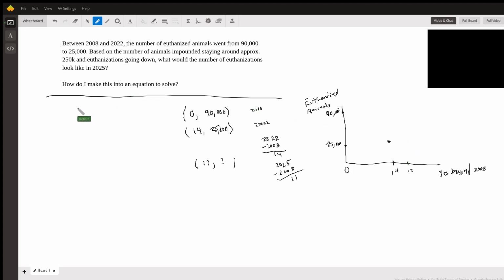So how do we do this? Well, we're going to use the standard equation. It's called slope-intercept form of the line. y equals mx plus b. And we're going to find the slope based on these two data points here. So this is y2 minus y1 over x2 minus x1. So this is going to be 25,000 minus 90,000 all over 14 minus 0.